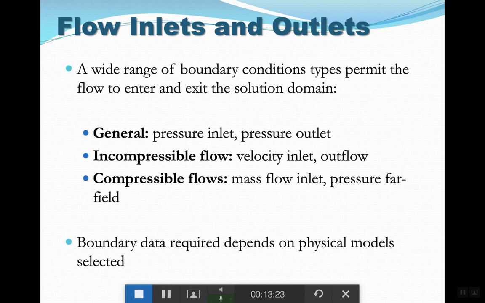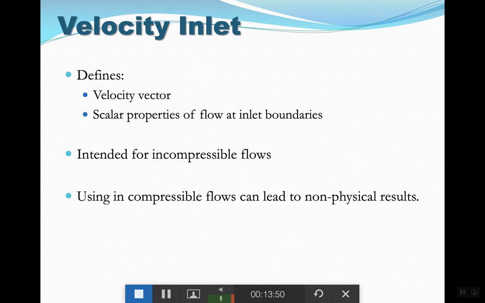So pressure inlet and pressure outlet can be used with any sort of flow, regardless of whether it is incompressible or compressible. Velocity inlet and outflow are basically specific to incompressible flows, and mass flow inlet and pressure far field can be used for compressible flows. So first, the velocity inlet. In velocity inlet, basically you are defining the velocity with which the flow comes into your system, into your control volume.